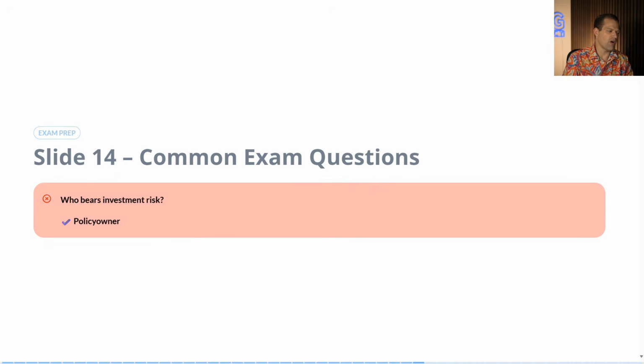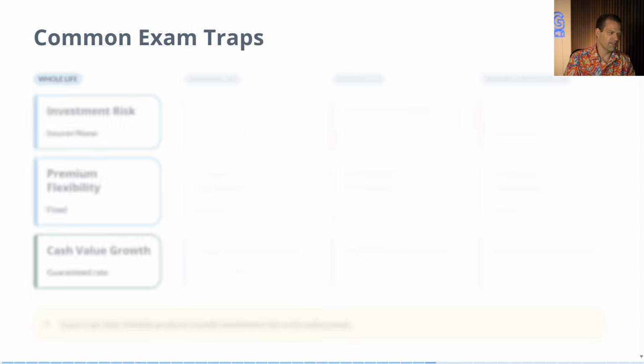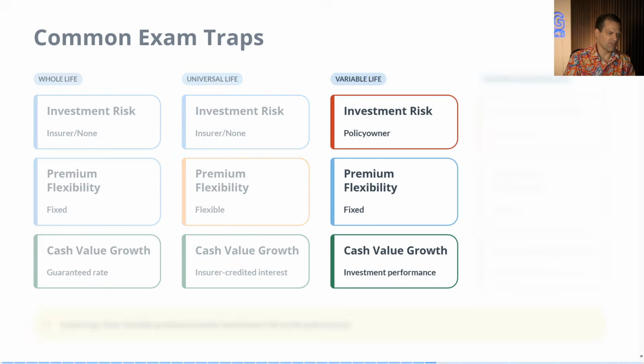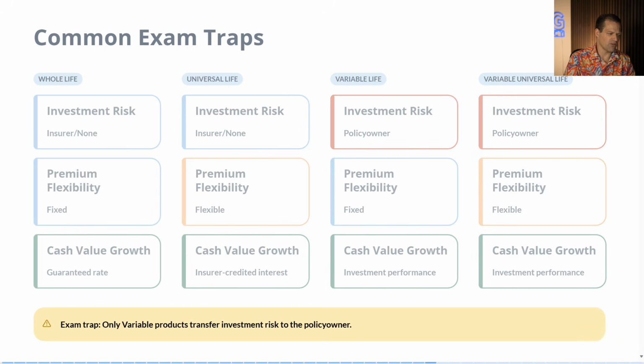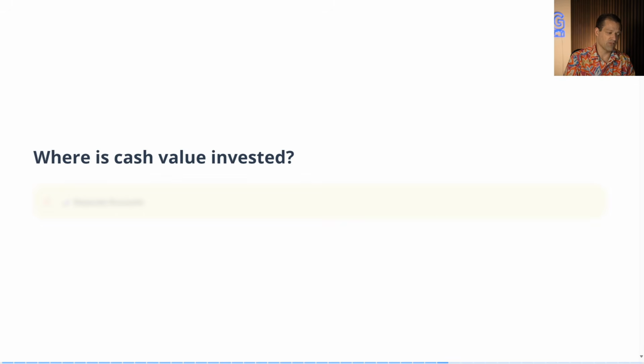So common exam questions. Who bears the investment risk with VULs? It's the policy owner, not the insurance company. Exam traps, remember these, okay? All of the differences here, very important to understand. Only variable products transfer risk from the policy owner. That's the big thing, to the policy owner.